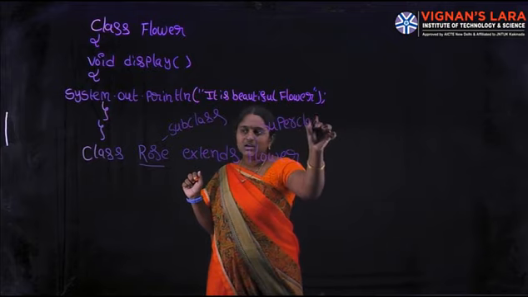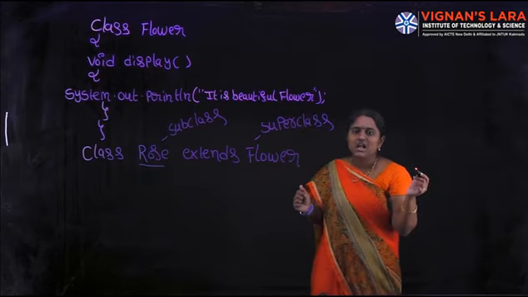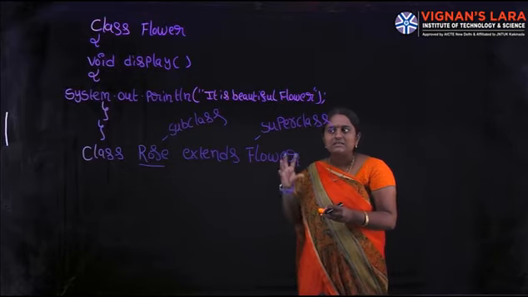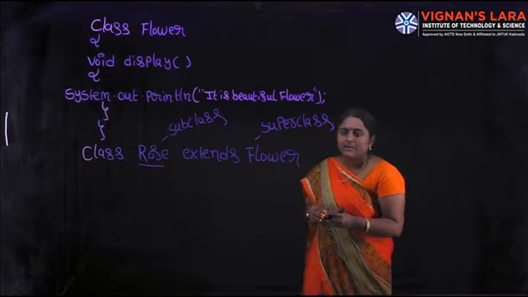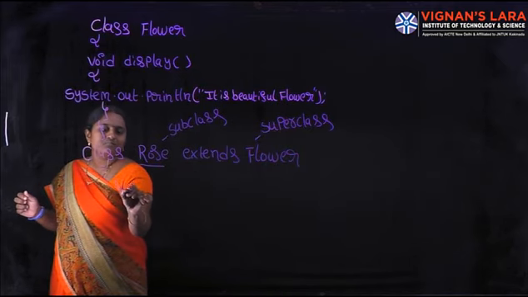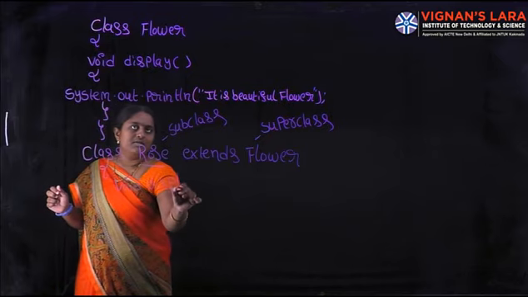Already we know that every subclass has some of its own data members and member functions, but as it is a subclass, it can access all the variables and methods from the superclass. Here Rose is the subclass, Flower is the superclass. In the Rose class, I am defining one method: void display.